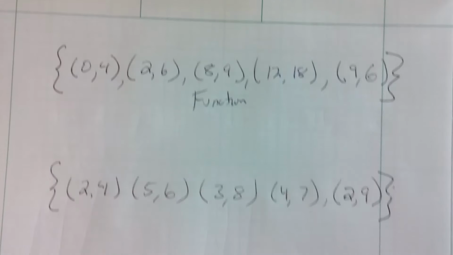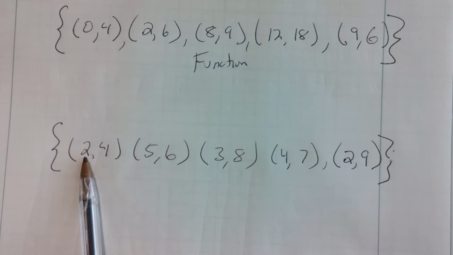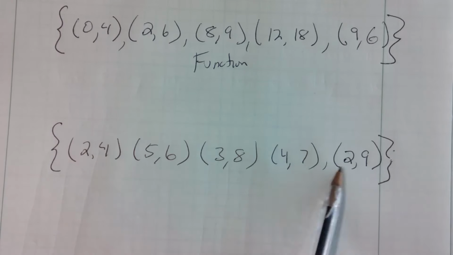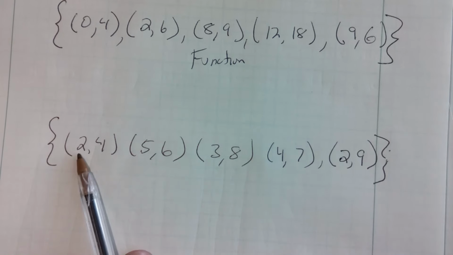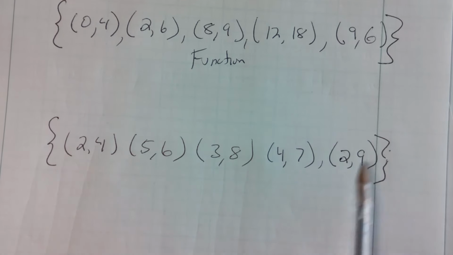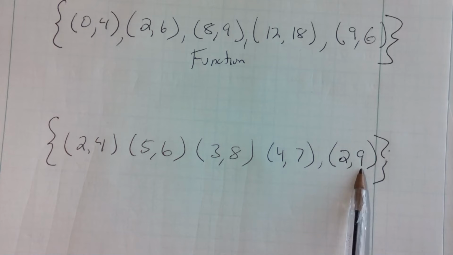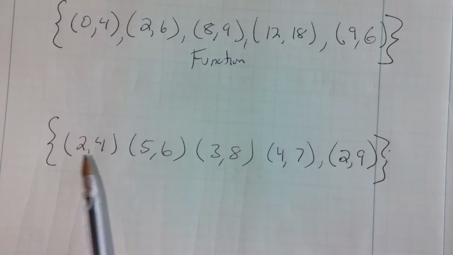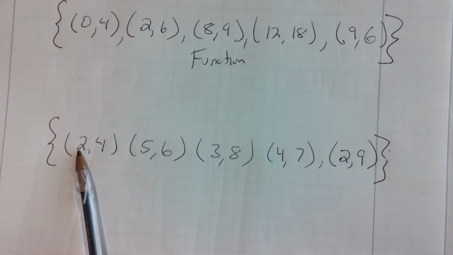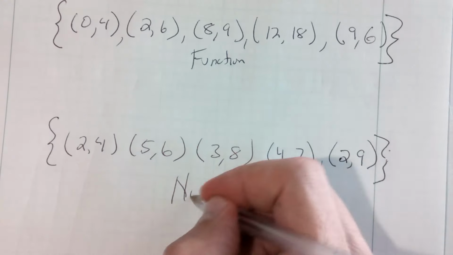But if I get a set of ordered pairs and I'm like, okay, 2, 5, 3, 4, 2, oh, 2 again. I have a 2 here that's paired with a 4, and I have a 2 here that's paired with a 9. I cannot have an output of 9 going to 2 when an output of 4 already goes to 2. That is not a function.